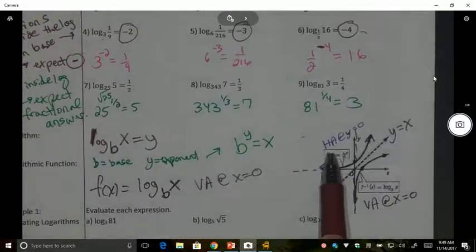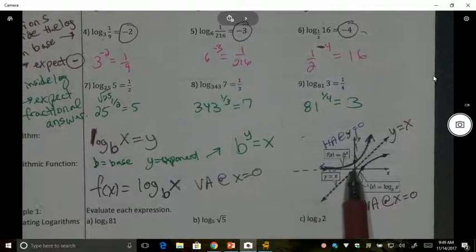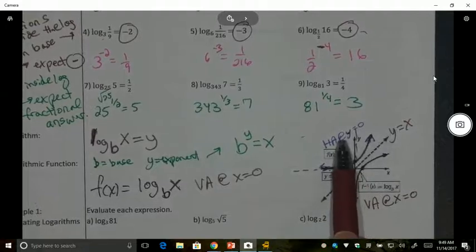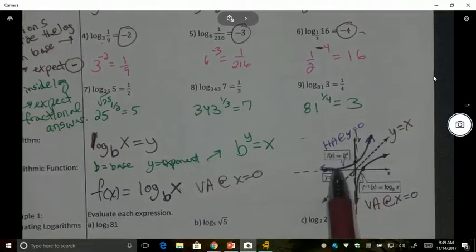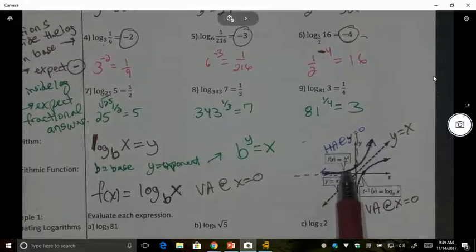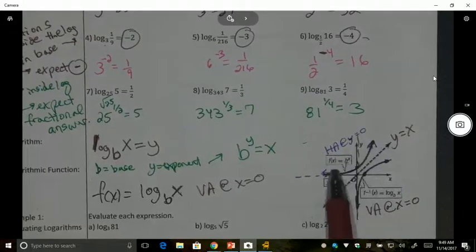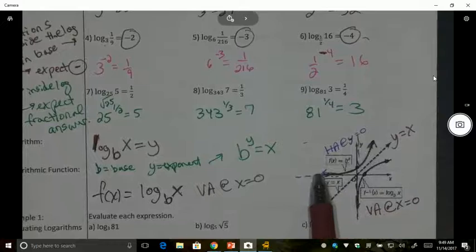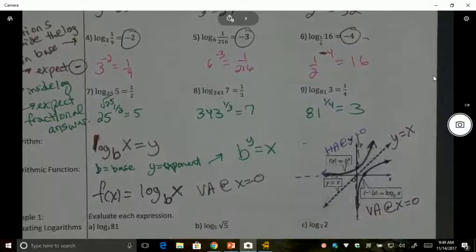For our domain for exponential, it was negative infinity to positive infinity. The range was different, though. The range was dependent on that horizontal asymptote and whether it was exponential growth or decay. In this particular case, the range would be from but not including 0 to infinity.